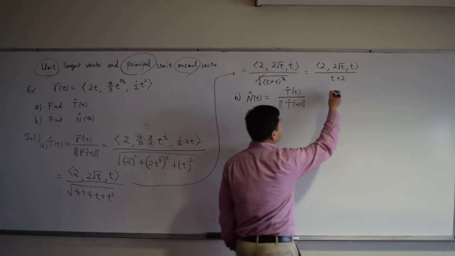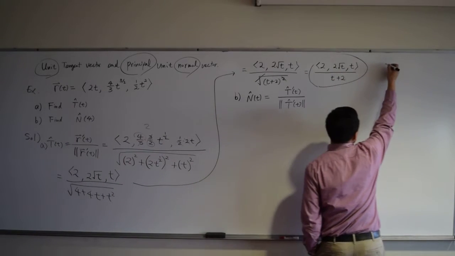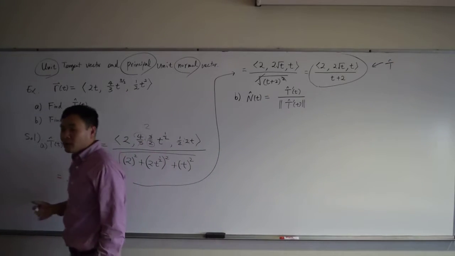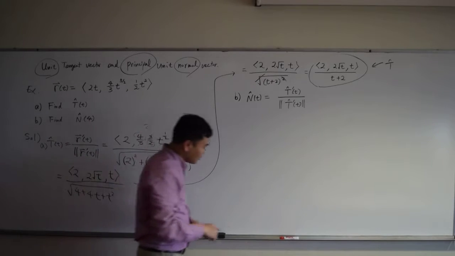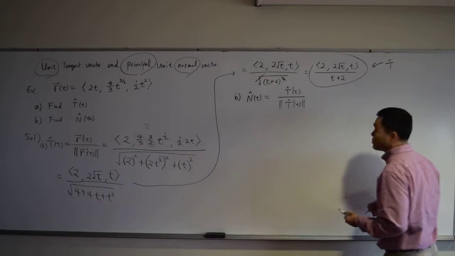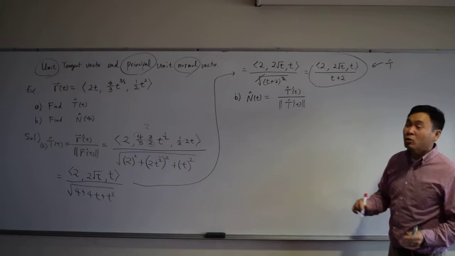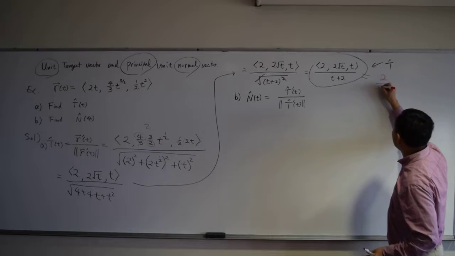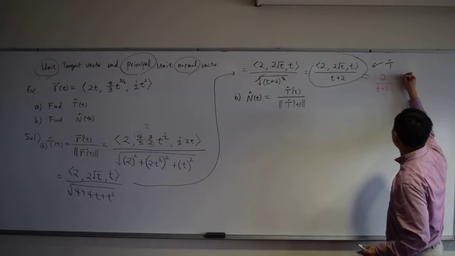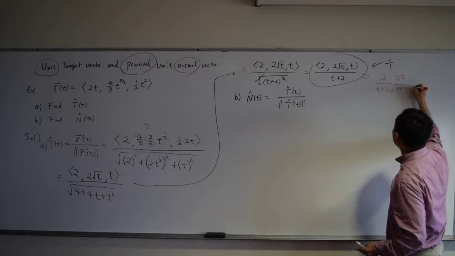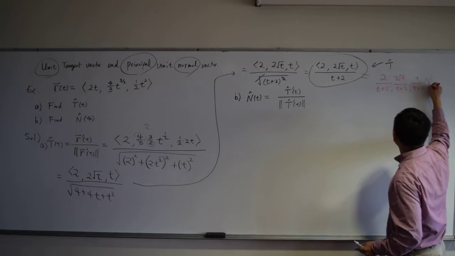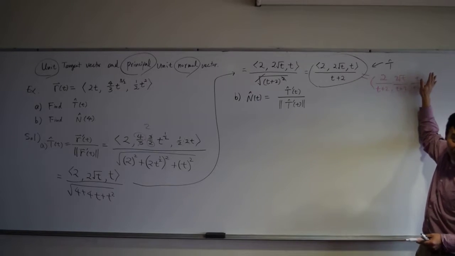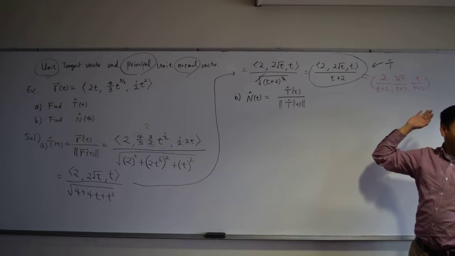That means I have to differentiate this, because that's your T hat, right? We have to differentiate this. Now, when you try to differentiate this, you're basically doing 3 quotient rules, because if you think about it, this is really 2 divided by t plus 2, 2 radical t divided by t plus 2, and t divided by t plus 2. That's what it is, right? So you have to apply the quotient rule here, here, and there. Okay? That's a lot of work. You don't want to be doing that, right?